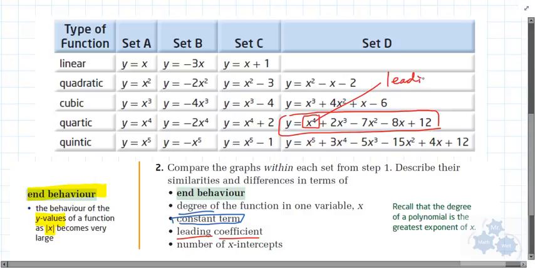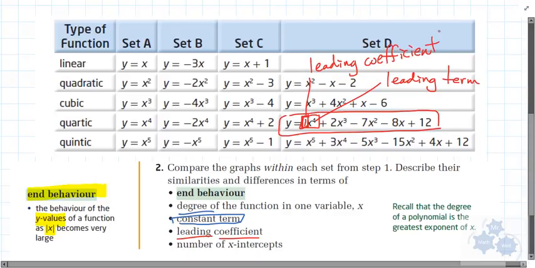That's the leading term. So if you wrote them in descending order of the size of the exponent on the variable, it's the first term that's written. So that's a leading term. The number that would be attached here, in this case it's just a 1, is the leading coefficient.